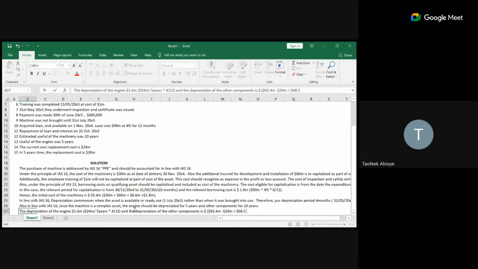68.4 divided by 10 years is 6.84. Multiplied by 4/12, do we remember? That's 2.28, right? Yes. So we are done with our depreciation: 2.28.